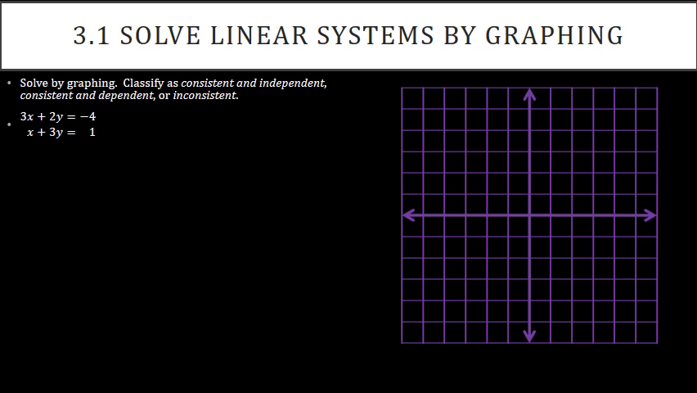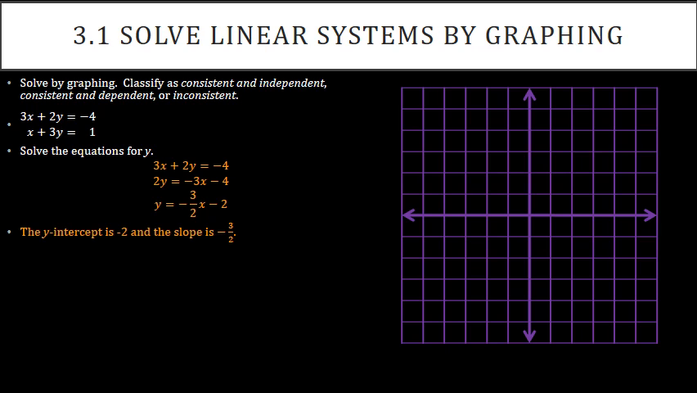To solve by graphing, start by solving both equations for y. So take the first equation, solve it for y, so you'll subtract 3x and then divide by 2. If you compare this to y equals mx plus b, the y-intercept would be -2 and the slope is -3/2. Graph it by plotting the y-intercept and then following the slope, down 3 and over 2.